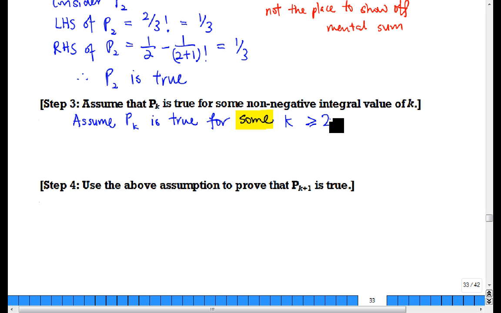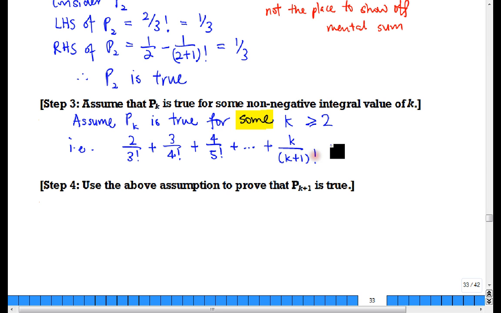Can? Okay, to be clear what we are talking about, I would like to write this line and I would think that it's useful to all of us to write this one. What does it mean for PK to be true? Copy. Essentially, I just replace the n with K, right?